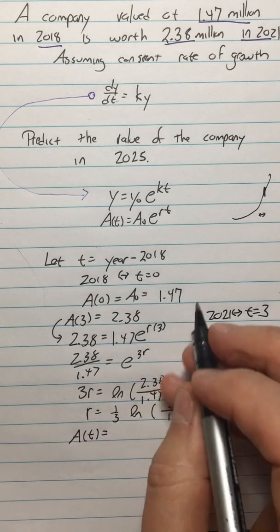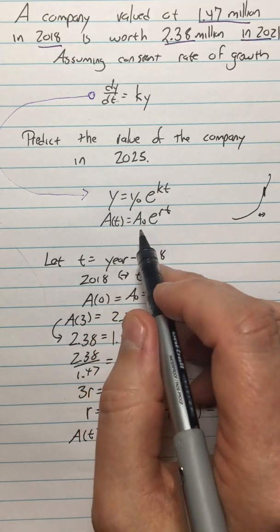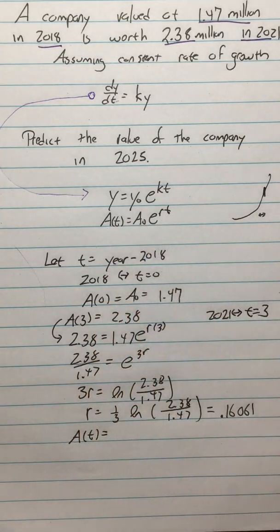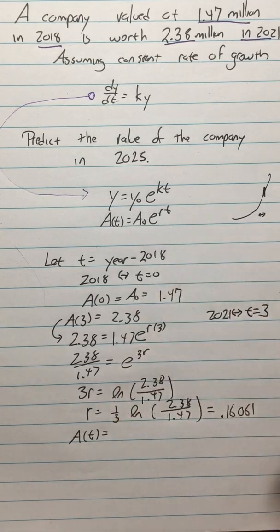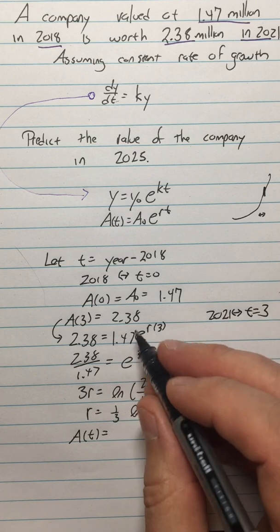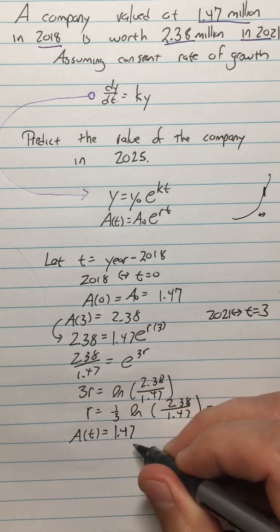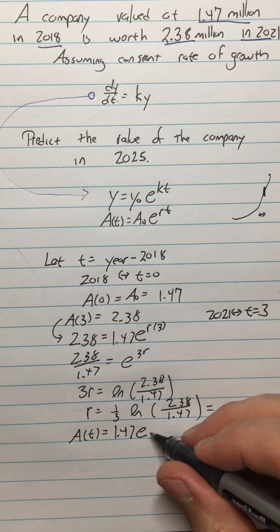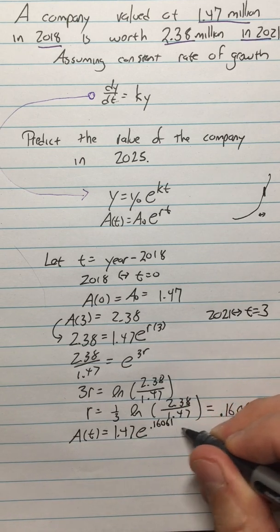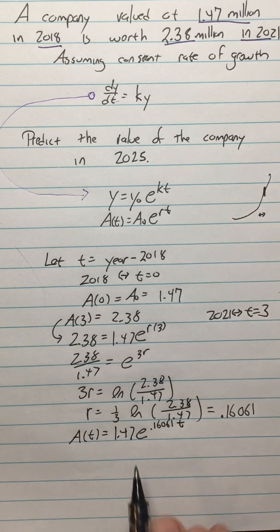All right, so using this r now, I can say what a of t is. A of t as a function, right? So coming back to a of t equals a0 e to the rt, I now know both a0 and r. And this is how it works. You use given information to pull out the constants that you need for the equation. It's all algebra. You've probably done it before. So my a0 was 1.47 e to the 0.16061 t, right? So that's basically using this equation with my known values of a0 and r.